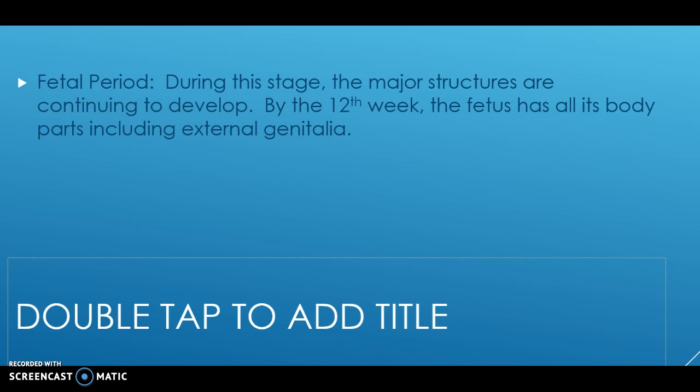The third period is the fetal period. During this stage, the major structures are continuing to develop. By the 12th week, the fetus has all its body parts, including the external genitalia. Also, in the following weeks, the fetus will develop hair, nails, teeth, and the excretory and digestive systems will continue to develop. At the end of the 12th week, the fetus is about 3 inches long and weighs about 28 grams.